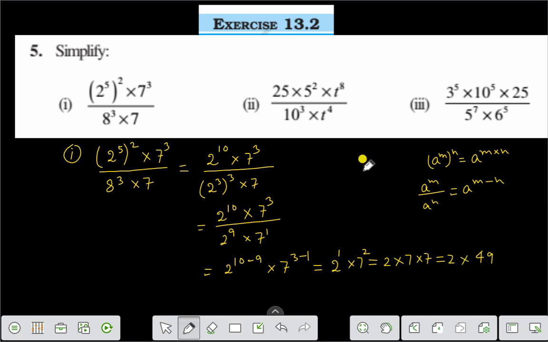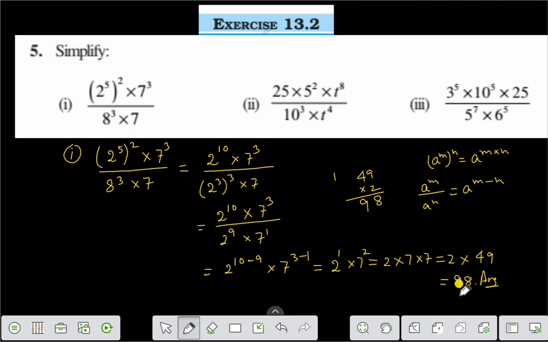If we multiply 49 with 2, 2 nines are 18, carry 1, write 8. 2 fours are 8 plus 1 is 9, so 98. And we are getting 98, and that is the answer. 98 is the answer for question number 1. Now we'll solve question number 2.